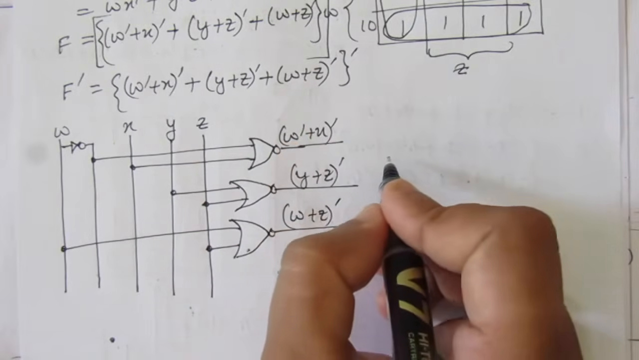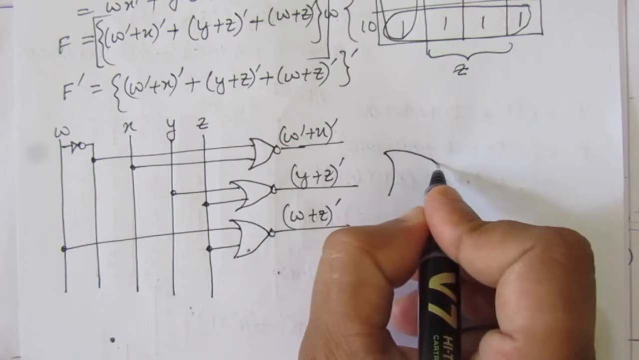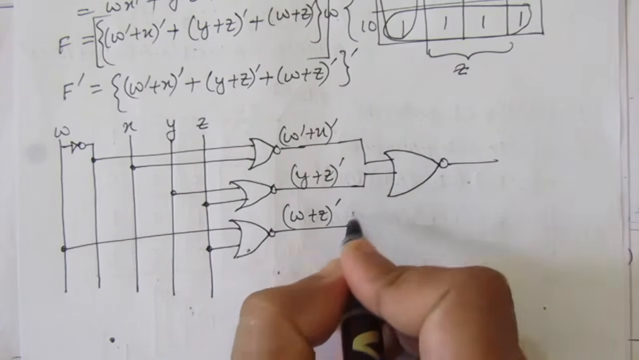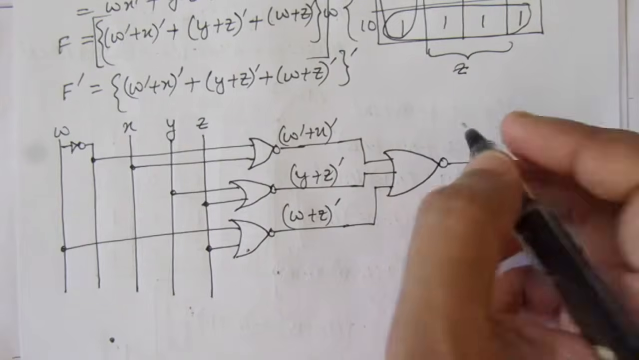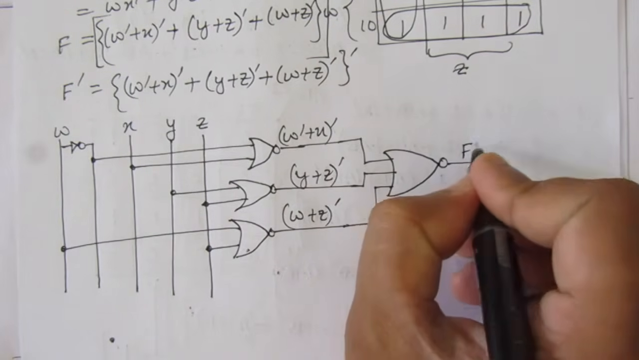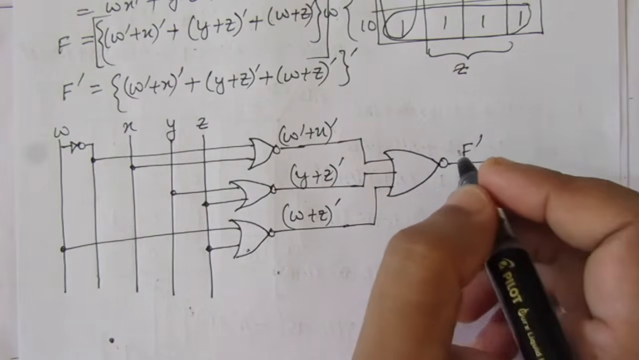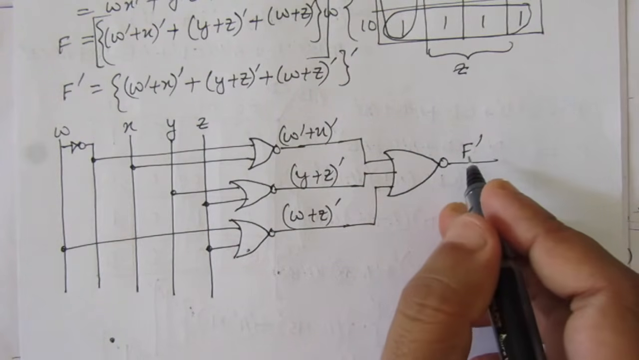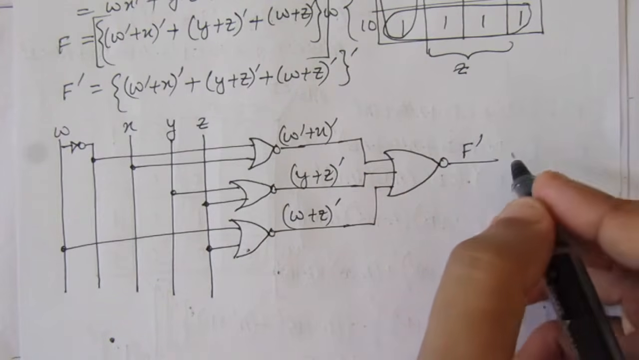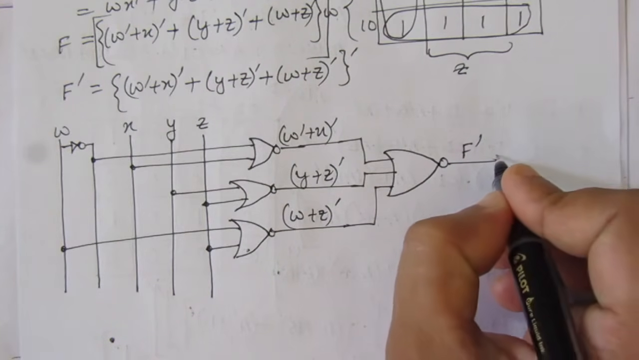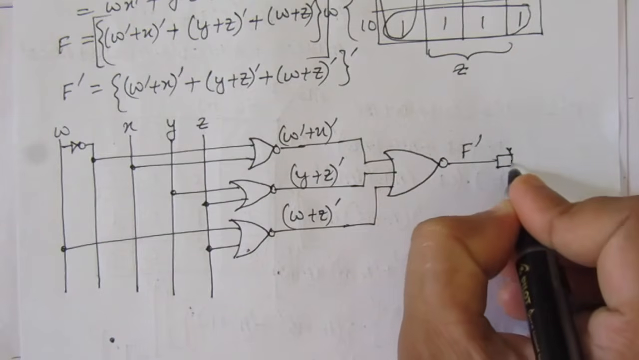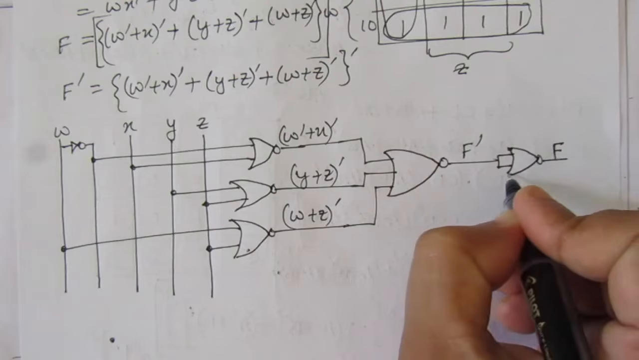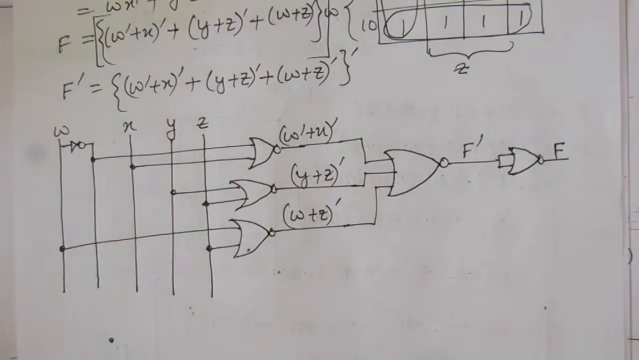Now if we use another NOR gate, we get f complement here. So up to here we have a two-stage NOR gate circuit. If we need the complete function f, then we use another inverter, or another NOR gate working as an inverter, and we get function f. This is the solution of the first part of the problem.